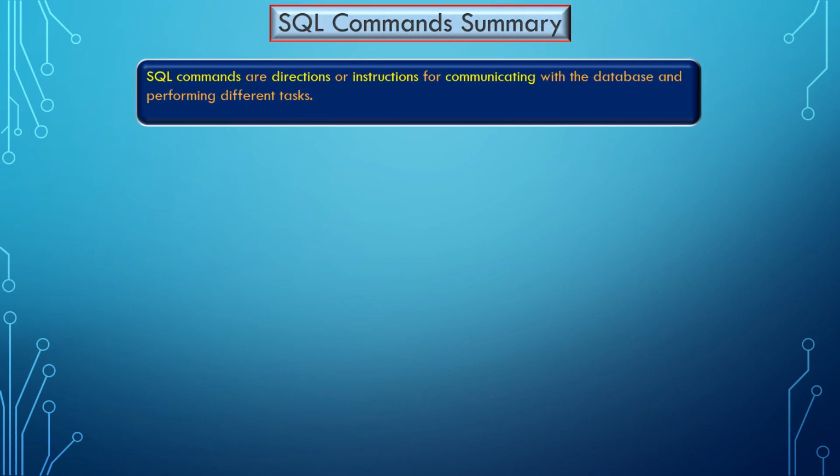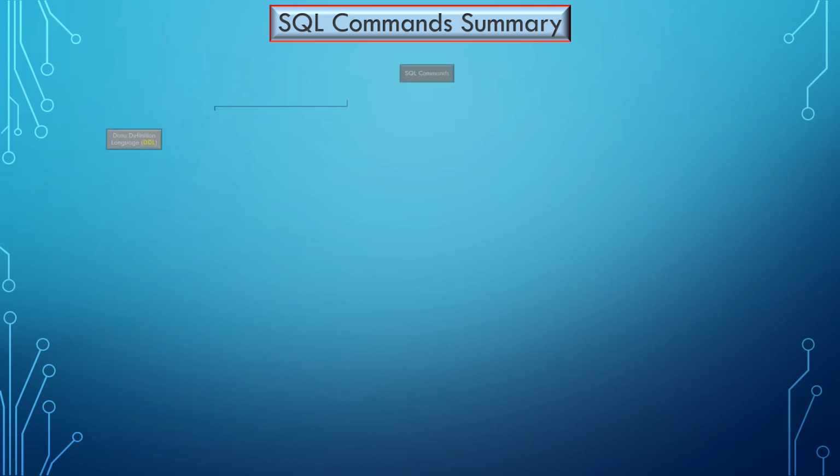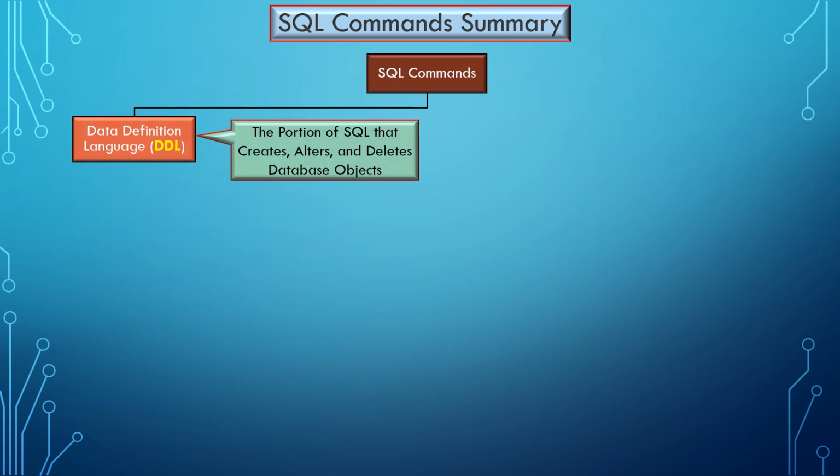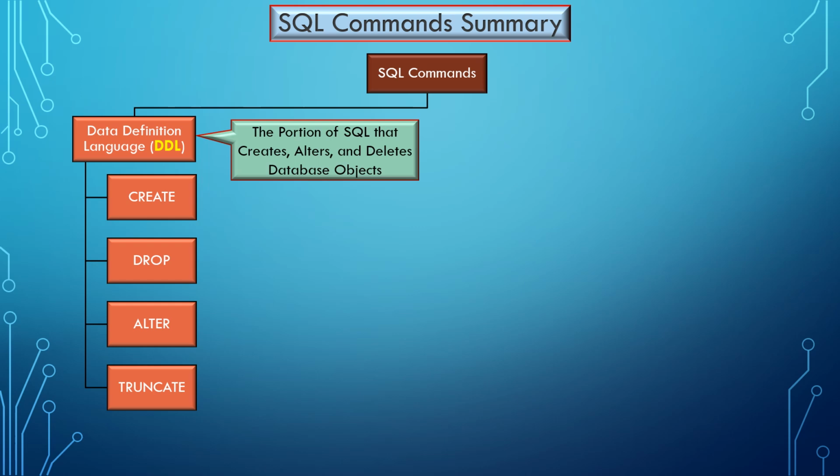SQL commands are directions or instructions for communicating with a database and performing different tasks. Depending on the functionality, you can divide the SQL commands into 5 main groups. Data Definition Language, or DDL, is the portion of SQL that creates, alters, and deletes database objects. Commands include create, drop, alter, and truncate.